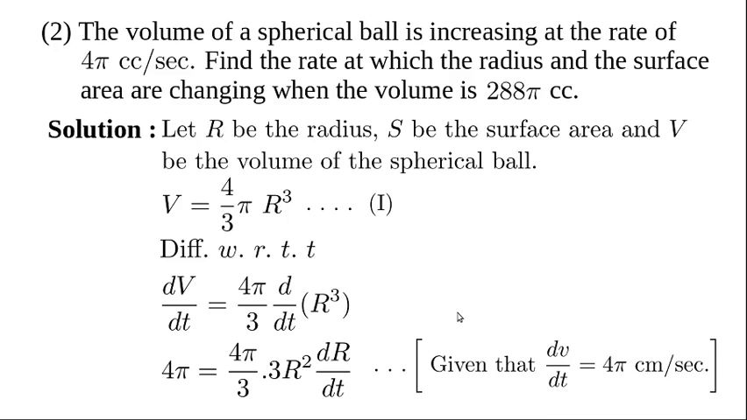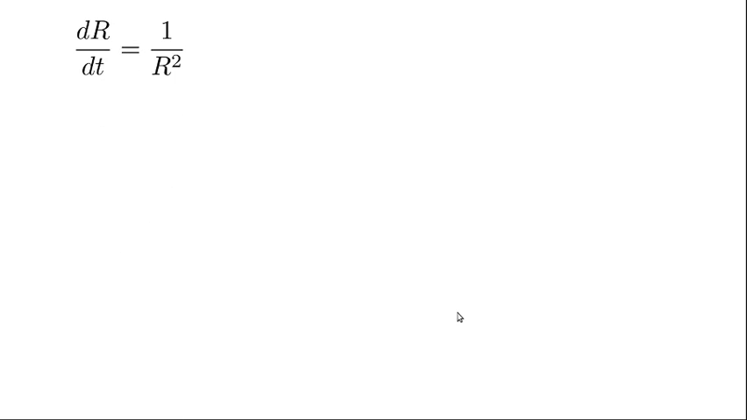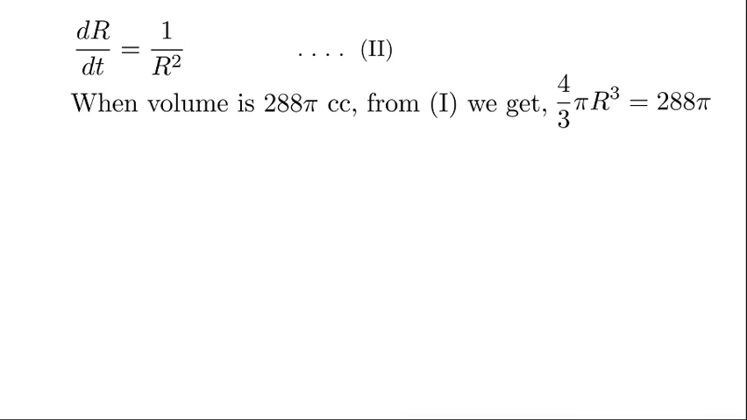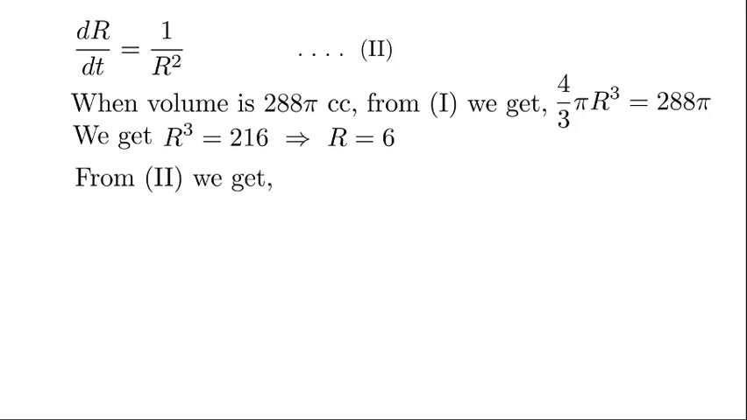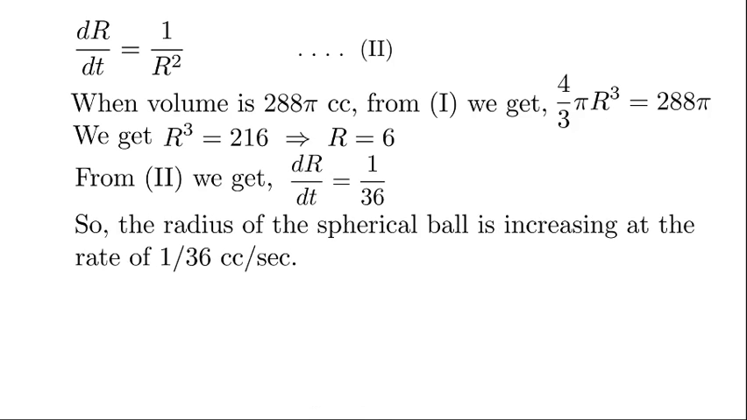We are given that dV by dt equal to 4 pi. Therefore, dr by dt equal to 1 upon r square. Call it equation 2. So, when the volume is 288 pi cc, from equation 1, we get 4 by 3 pi r cube equal to 288 pi, and that gives you the value of r as 6. So, from equation 2, we get dr by dt equal to 1 upon 36. So, the radius of the spherical ball is increasing at the rate of 1 by 36 per second.